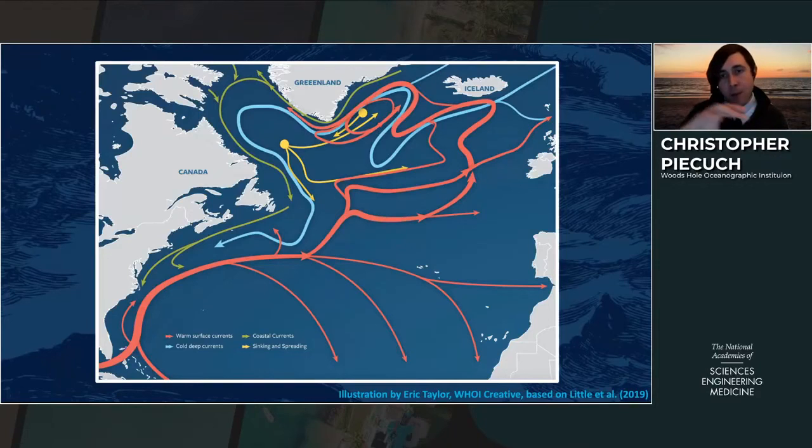But we do see that some of those red arrows travel further north, bringing warm, salty waters to the northern North Atlantic, where they encounter harsh conditions. They densify, they cool, and they sink to depth and return equatorward. And that's indicated by the yellow arrows and the blue arrows. So that's, again, a cartoon picture of this complicated circulation.